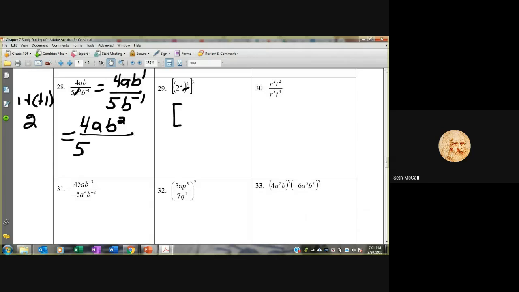So anytime we have a power, we multiply. So you have 2 to the 8th power. And then outside of that, you still have your 3. Once again, it's a power to a power. So those two are going to multiply, and you're going to be left with 2 to the 24th power.